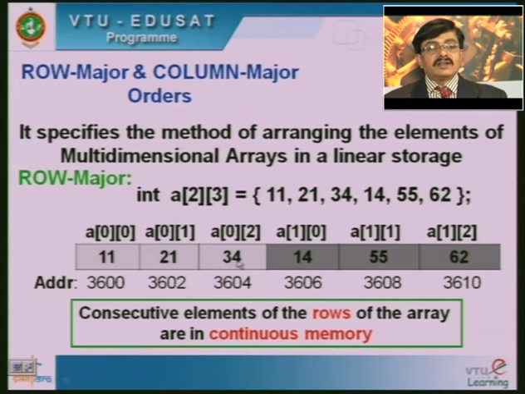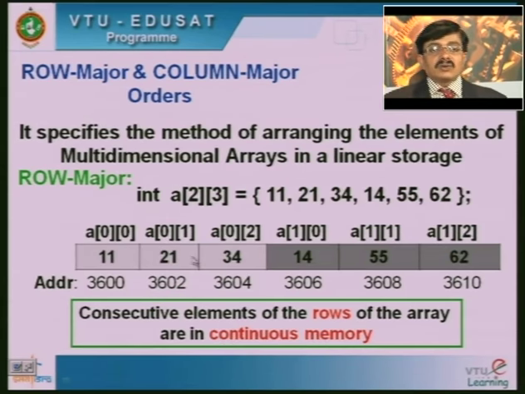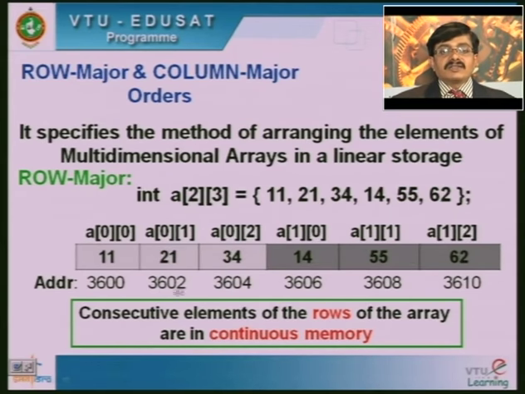We can differentiate the rows by the colors used here. This is in a light color, whereas this is in a gray color. So 11, 21, 34 are the elements of the 0th row, 14, 55, 62 are the elements of the next row and so on. Since the elements are arranged row wise, we call this row major ordering. Consecutive elements of the rows of the array are in continuous memory areas. This is the meaning of row major ordering. First I print the elements of the 0th row, next the elements of the first row, next the elements of the second row and so on.